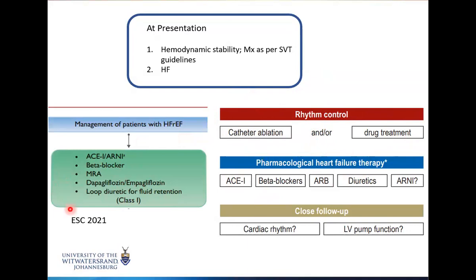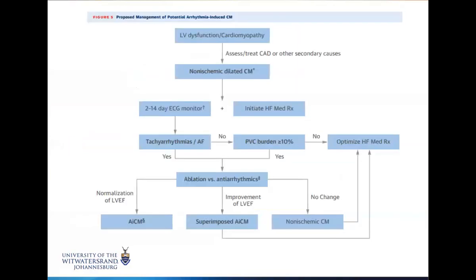You would have obviously assessed the volume status of the patient. If it's a patient that needs aggressive diuresis, you do that. And definitively, we know that these are the 4 cornerstones of heart failure medication: an ACE inhibitor or an ARNI, a beta blocker, a mineralocorticoid receptor antagonist, and the new kid on the block, which is SGLT2 inhibitors. So you're getting a patient with a cardiomyopathy or LV dysfunction.